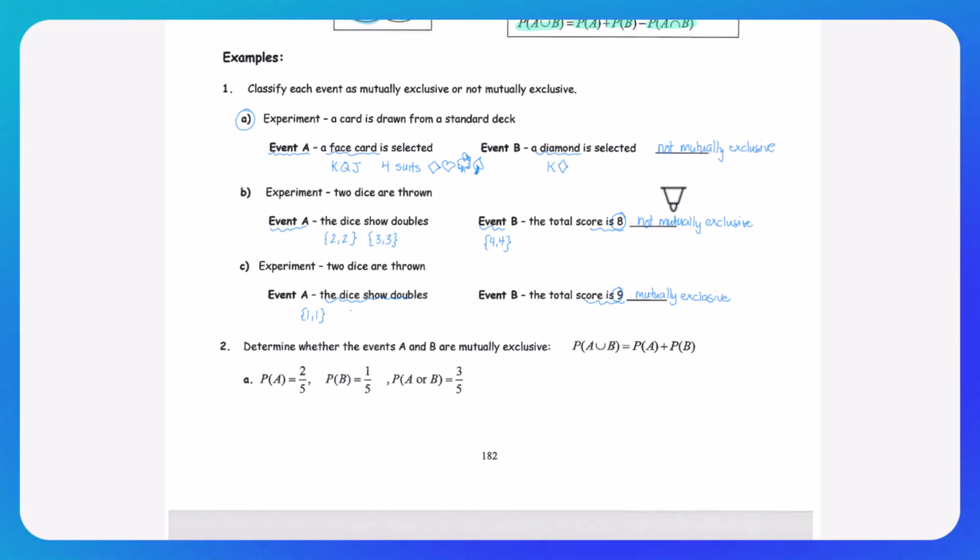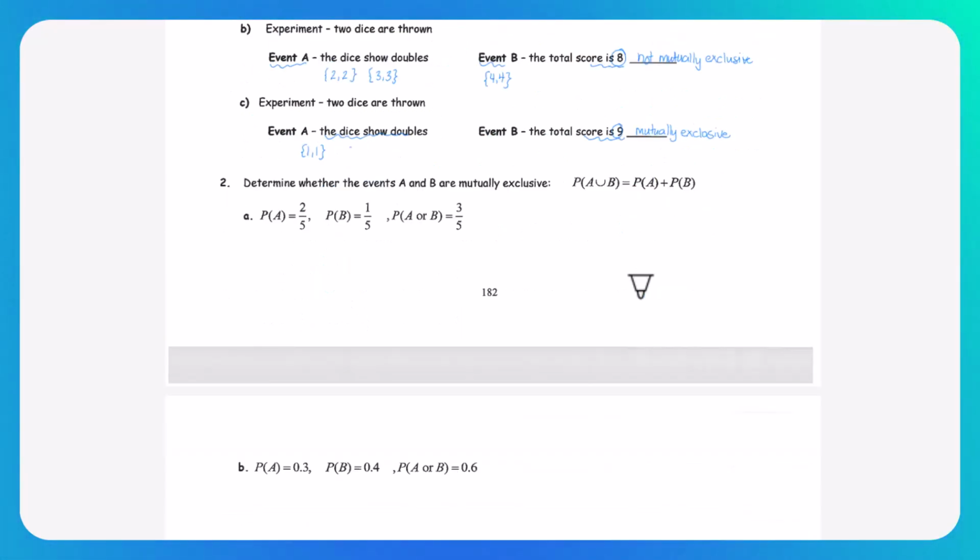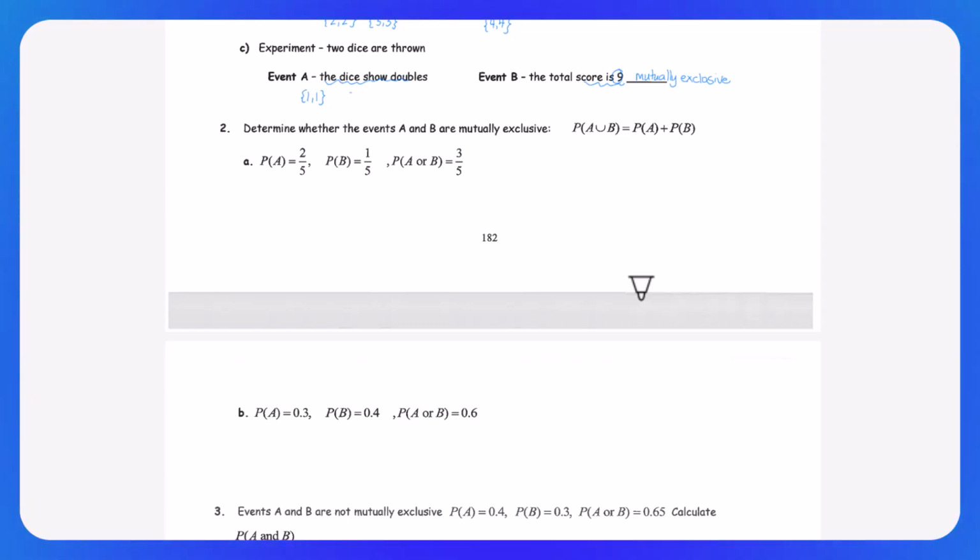I'll start working a little bit with the formula. It says determine whether the events A and B are mutually exclusive. Now remember, for mutually exclusive, there is no overlap. In other words, there are no events that are both A and B. In other words, the probability of the intersection equals 0. So we want to figure out, are these two events A and B mutually exclusive?